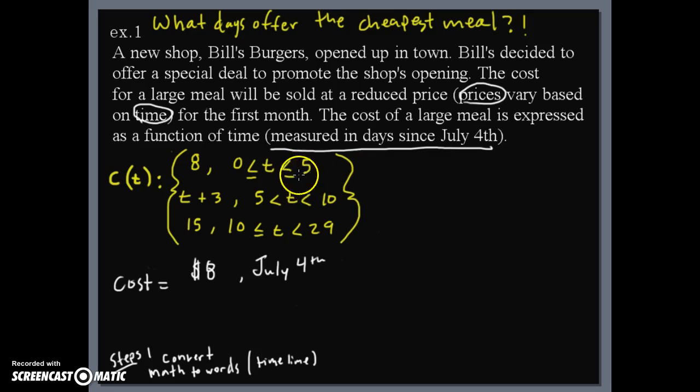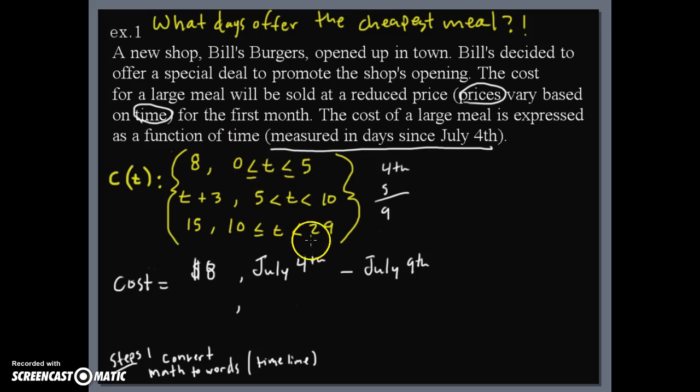So we've got to figure out 5 days from the 4th. Well, all we have to do to figure out what 5 days from the 4th is, is just add. If the 4th is our 0, we're just going to add 5 days to it. We get 9. So from July 4th through the 9th, we're going to pay $8.